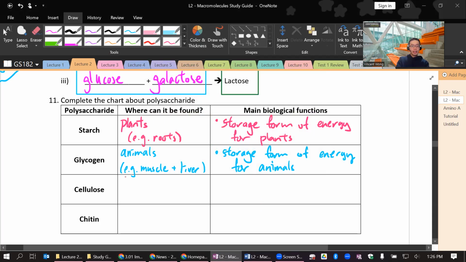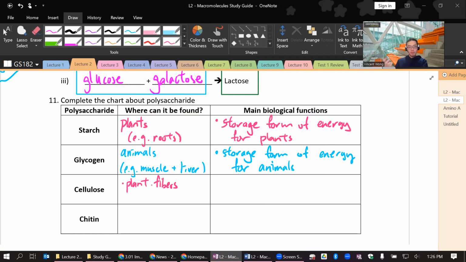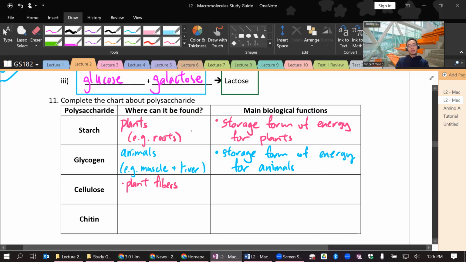Cellulose, that is found in plant fibers. Like if you eat a celery stick, it's crunchy. That crunchiness comes from the cellulose, the plant fibers. We cannot digest the fibers, but the cellulose will help us with bowel movement, right? But from the plant's perspective, the cellulose is important for structural support.